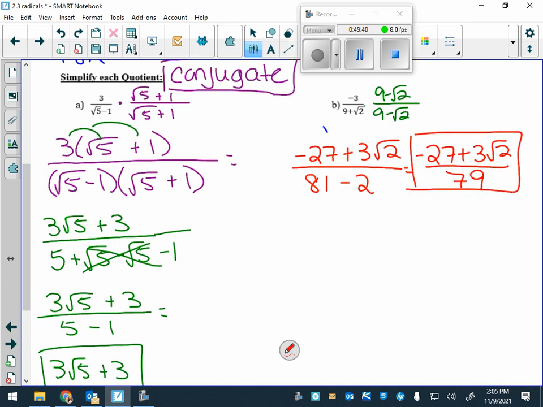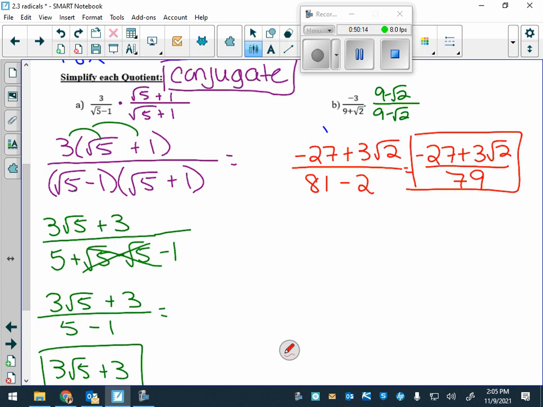How many of you did get this as your final answer? Negative 27 plus 3 root 2 over 79. Did you realize too the shortcut in the bottom, hopefully, maybe, where you can multiply knowing that they're conjugates, so knowing those middle terms will cancel out. 9 times 9, 81. Square root of 2 times negative square root of 2 is just negative 2. Okay? For some of you, it's great walking through the process. It's awesome. And then cross those out.